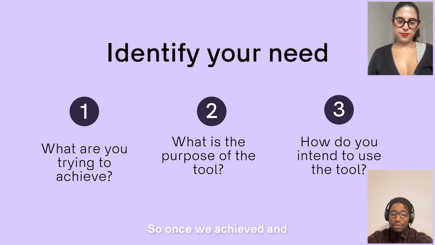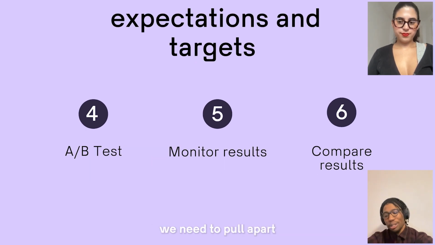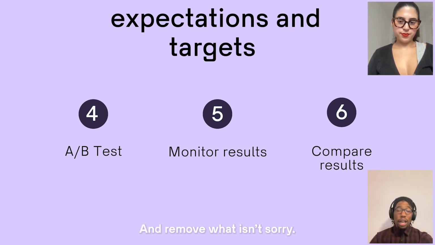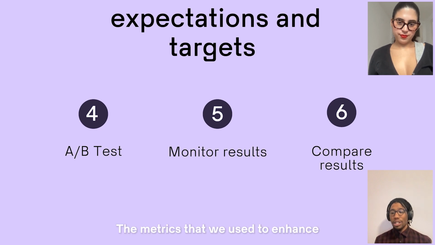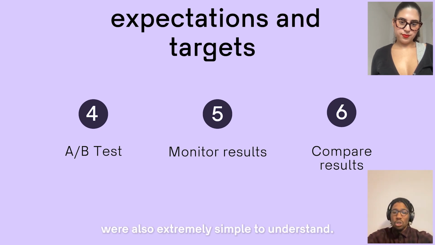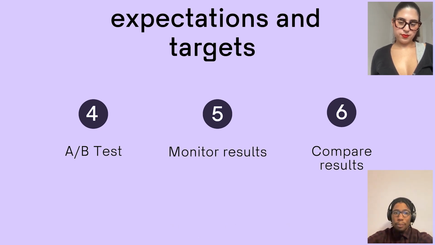So once we figured out that Apollo was the best way for us to go, we had to understand how we were actually going to utilize Apollo. We all know as salespeople that nothing can really be achieved without a lot of A/B testing. We need to pull apart our processes, understand what isn't working, what is working, capitalize on what's working, and remove what isn't. Apollo really allowed us to do that extremely easily. Everything was very transparent and extremely clear. The metrics that we used to enhance our closing rates, our booking rates, things along those lines were also extremely simple to understand. This allowed us to, of course, capitalize on A/B testing.